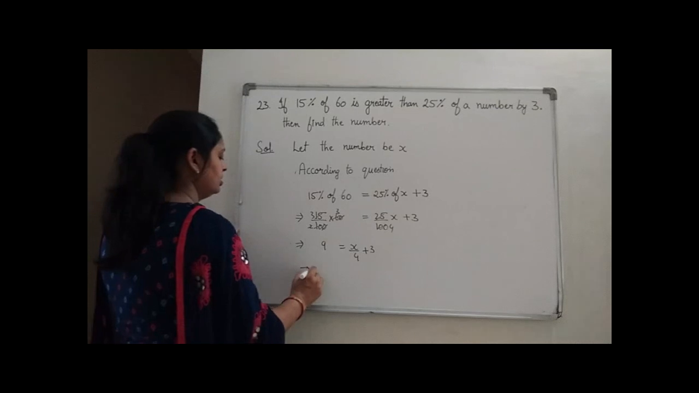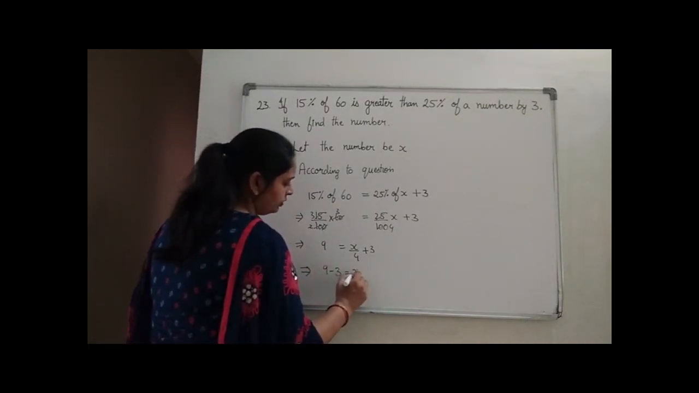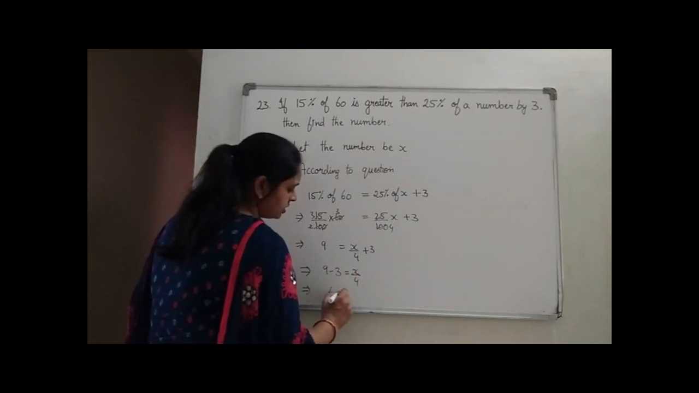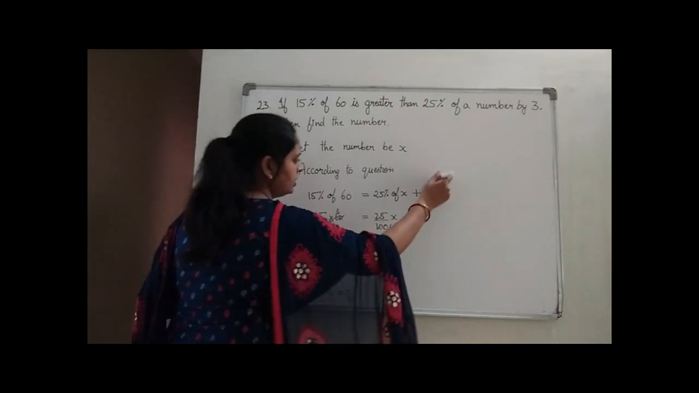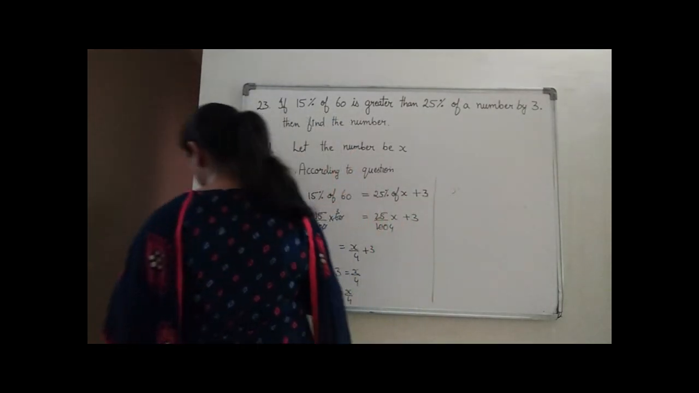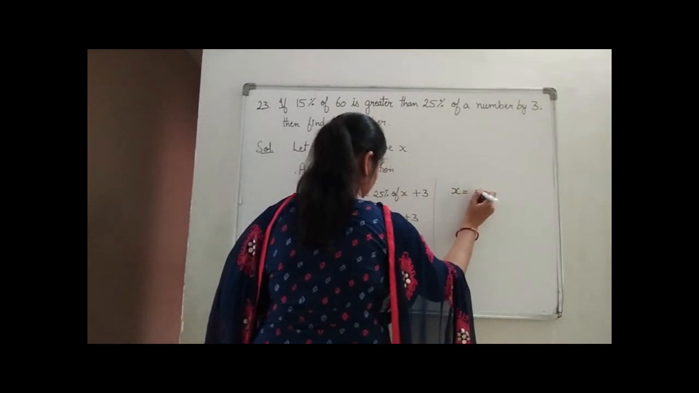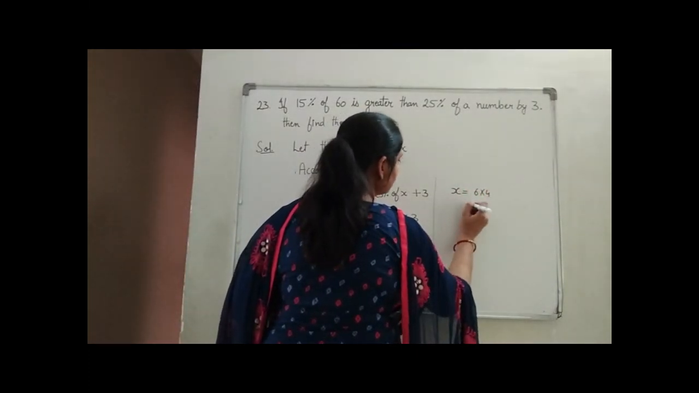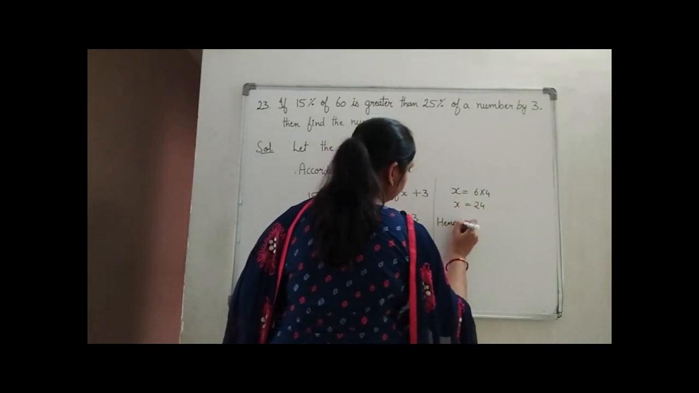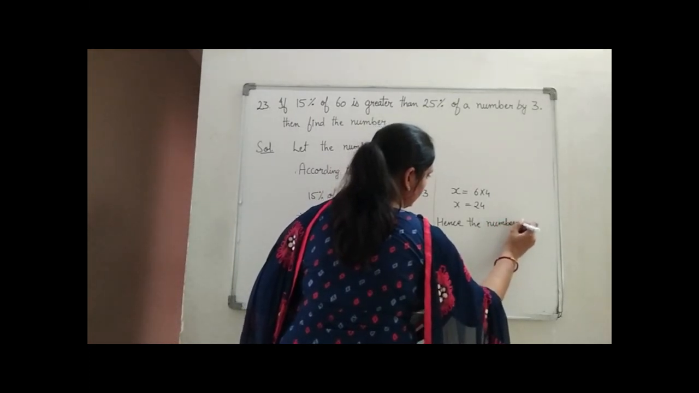That means 9 minus 3 is equal to x upon 4, which implies 9 minus 3 is how much? 6. 6 is equal to x upon 4. Hence we got the value of x. x is equal to 6 into 4, that is 24. Hence the number is 24.